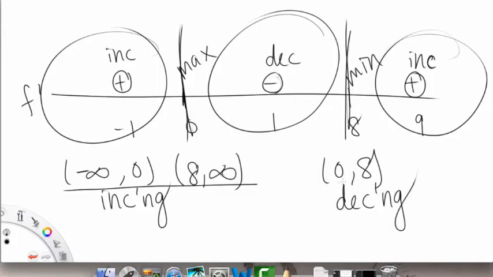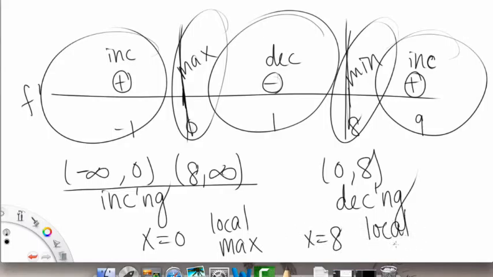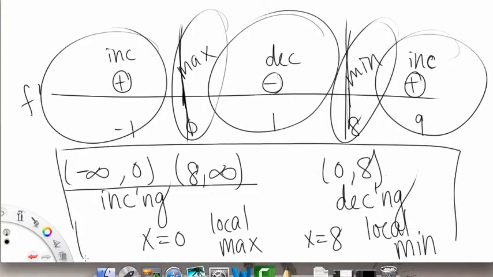The last thing that we had to do was determine the type of extrema. At x equals 0, we had a local maximum. And at x equals 8, we had a local minimum. Okay, and that's pretty much it. This is the summary of our sign analysis for that problem.